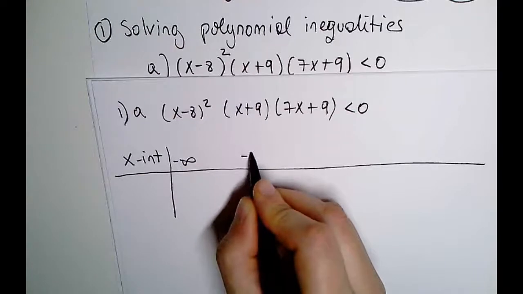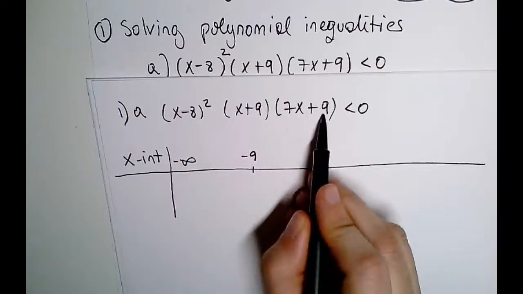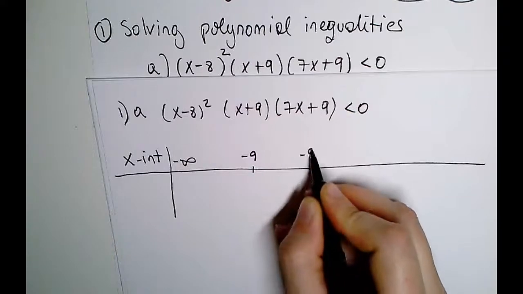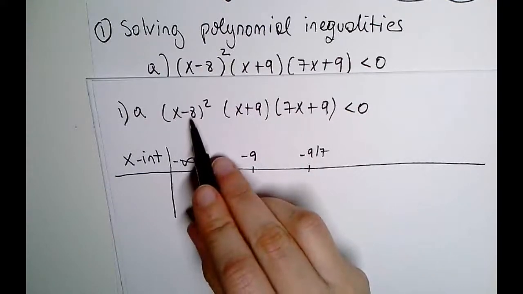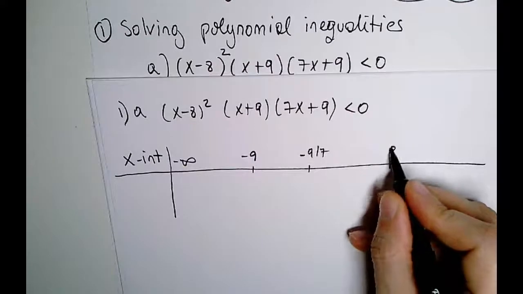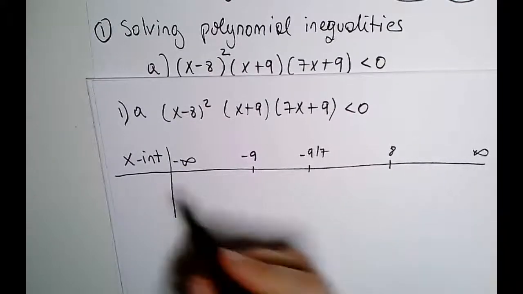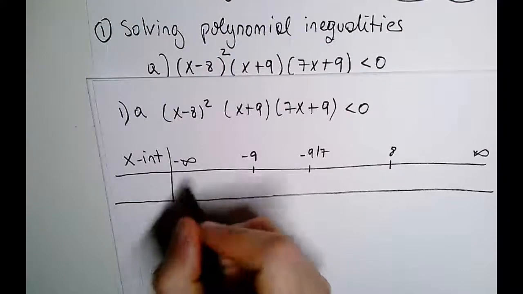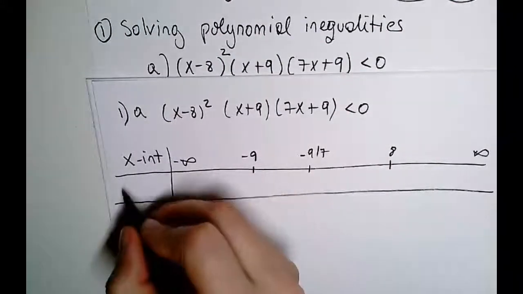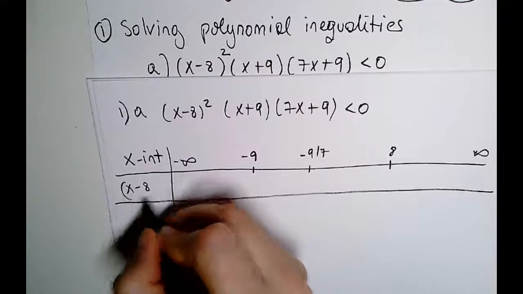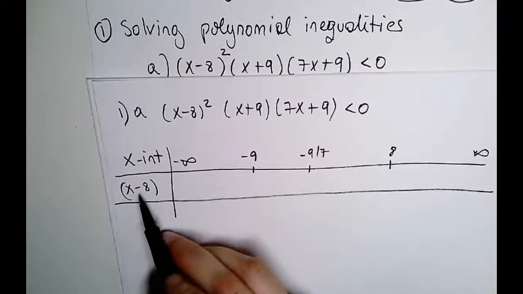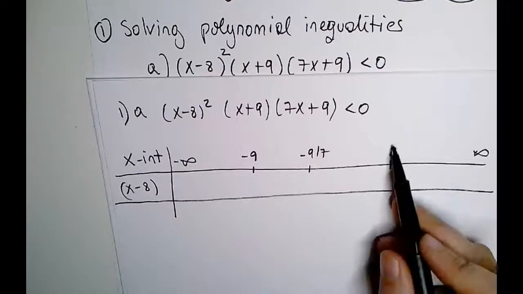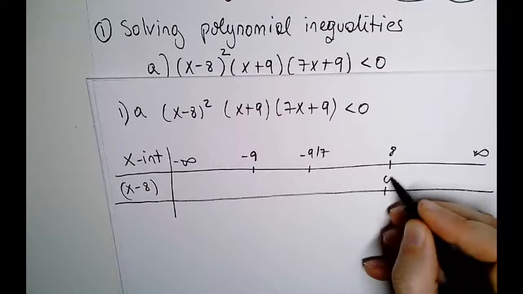So let's say negative 9 is here. And then from this one, I get that the x-intercept is negative 9/7. And then from this one, I get that x equals 8. And then here I have positive infinity. All right, so the next row, we're going to put the signs of x minus 8 in this row. So x minus 8 equals 0 when x is 8, so I'm going to put 0 in here.